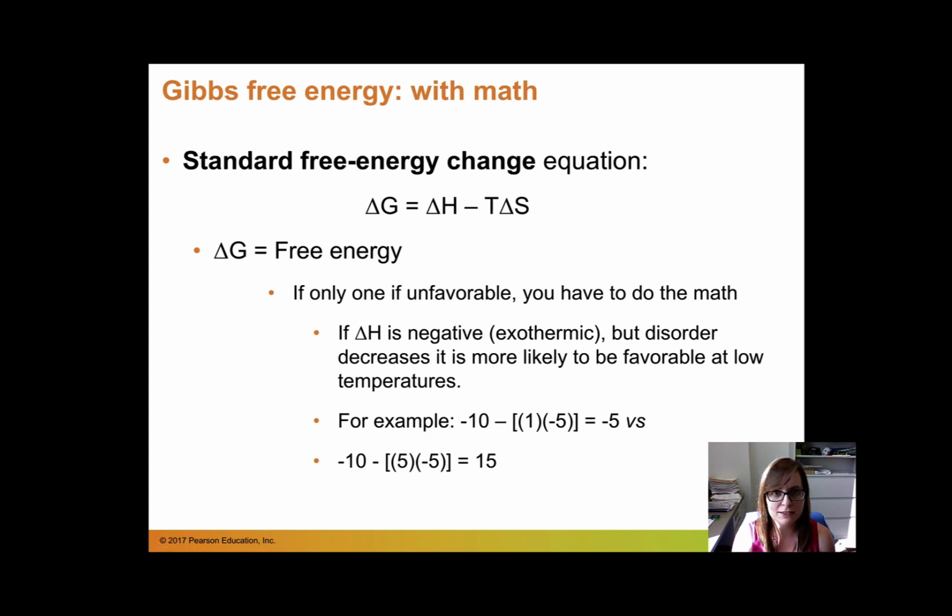And I'm not going to necessarily ask you to predict which temperature matters. But what I want you to know is that reactions in which the molecules have high potential energy and disorder increases are more likely to be favorable. And reactions that start with molecules that have low potential energy and disorder decreases, those are less favorable.